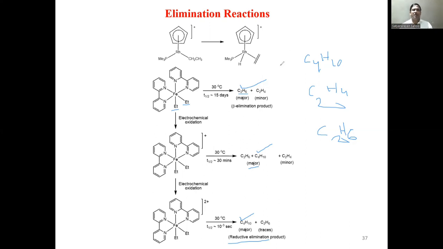So these are the things which we discussed in today's class. We discussed reductive elimination. We discussed the CO insertion reaction, and the reverse of an insertion reaction, that is the elimination reaction. We'll discuss a few more of these organometallic reactions in the next class. Thank you very much.